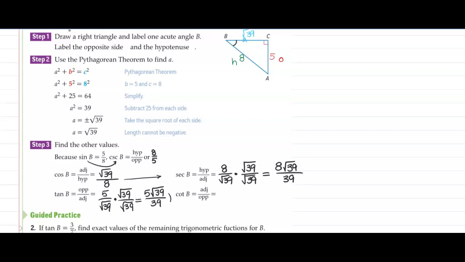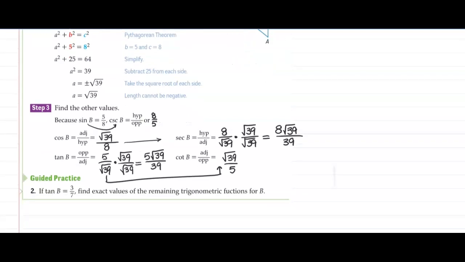For the cotangent, I need to flip this, but I don't want to flip it in this state. I actually want to go back to what I started with. So I end up with radical 39 over 5. It's much simpler. It's a little bit of a shortcut.